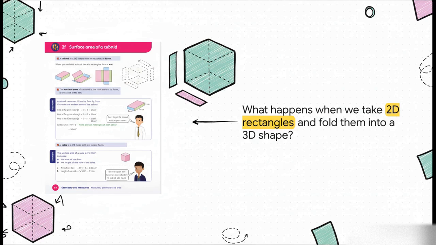Well, take a look at a cuboid, which, by the way, is just a fancy word for a regular old box. If you could somehow unfold it and lay it flat, what would you see? You'd see it's really just 6 rectangles, all folded together. This unfolded version is called a net, and it's the absolute key to understanding surface area.